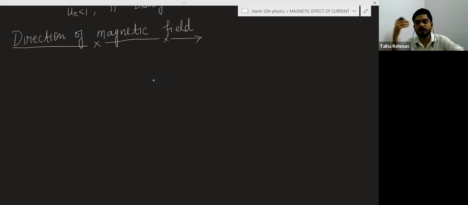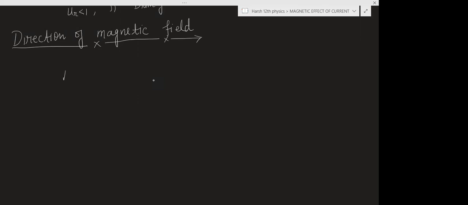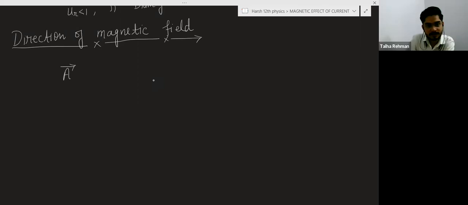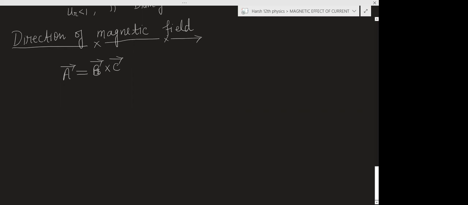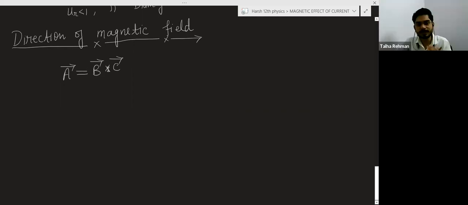Okay, so for the direction of the magnetic field, first you should know what the cross product is. Suppose there is a vector A, and this A vector is the cross product of B vector cross C vector. So A vector is equal to B vector cross C vector.